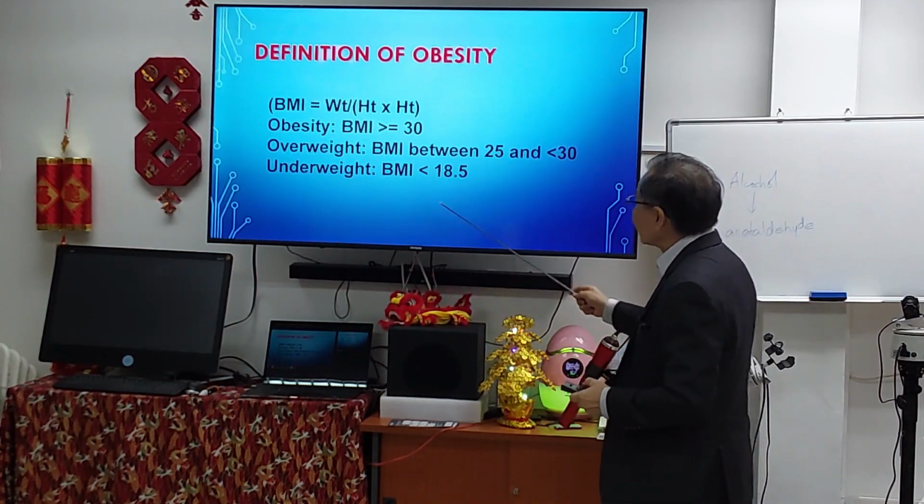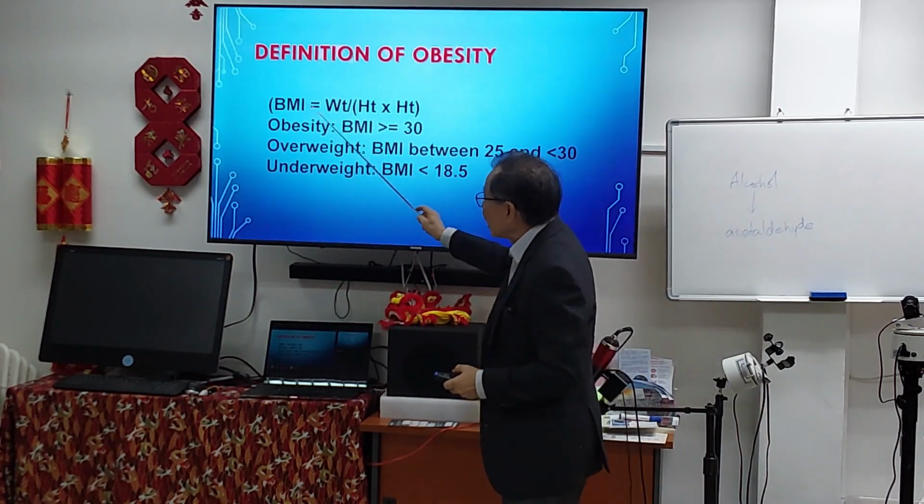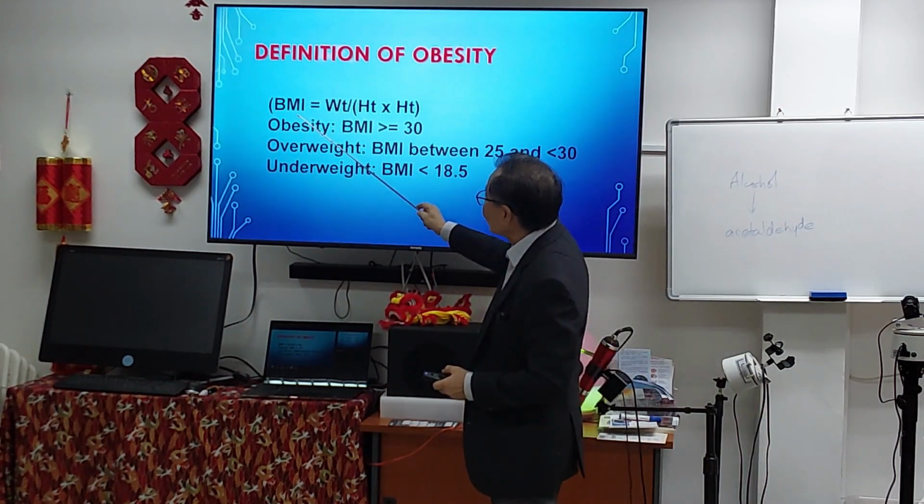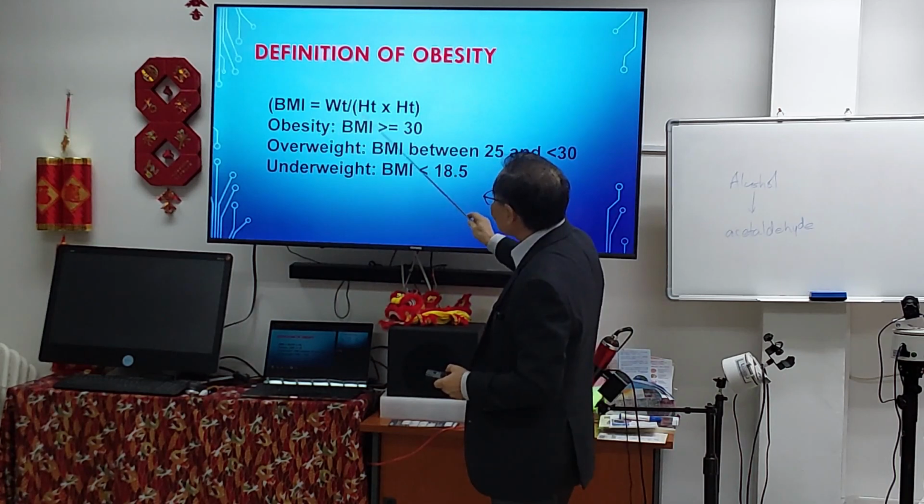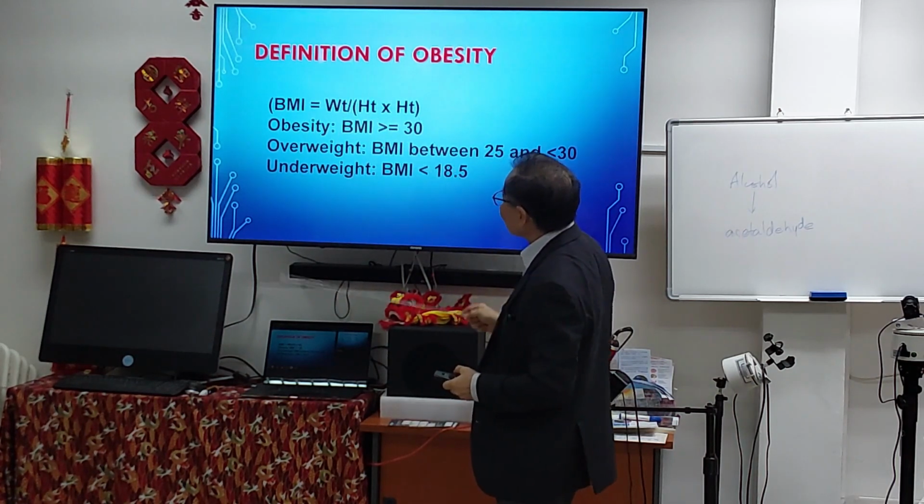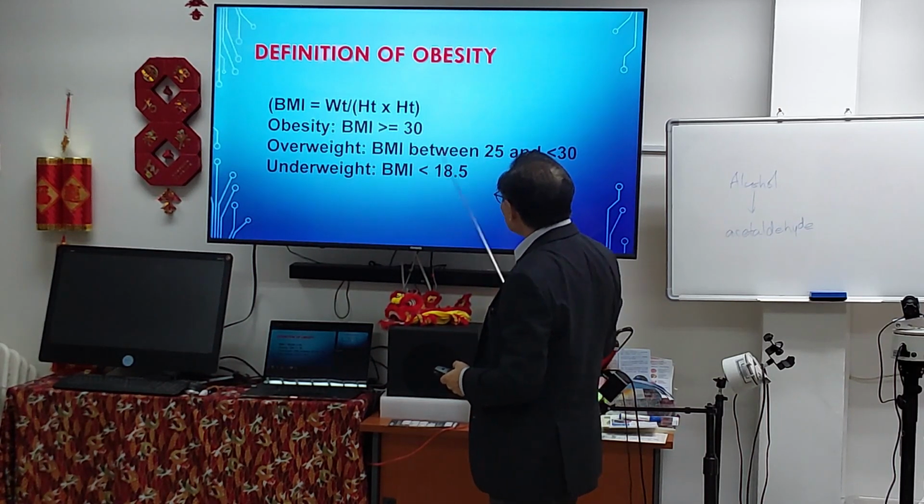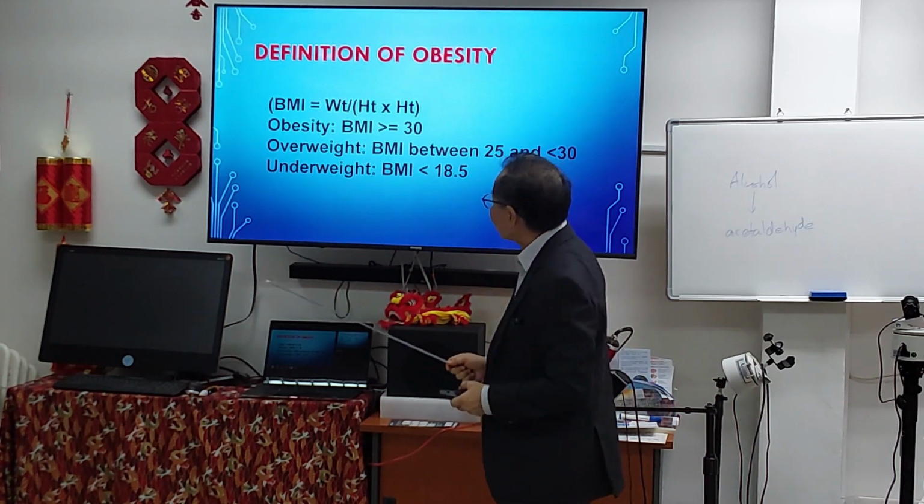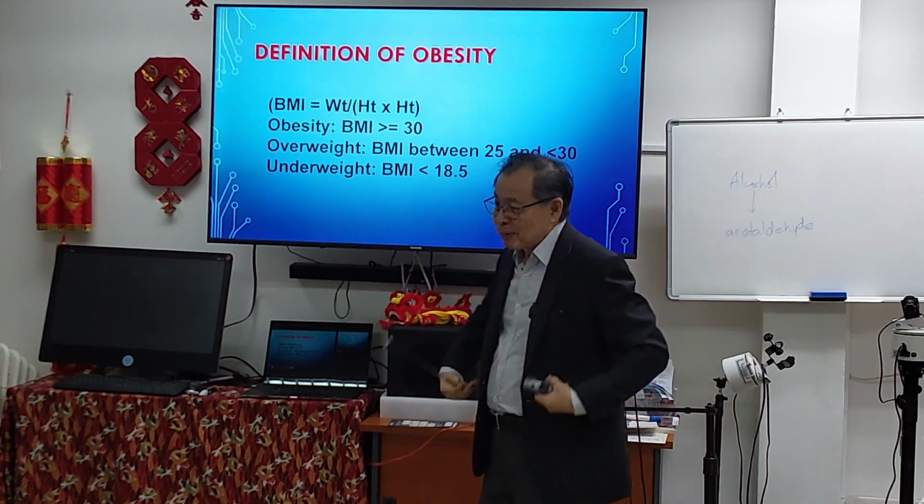So, obesity is defined by BMI in medical literature. BMI is weight divided by the height multiplied twice. Obesity is when your BMI is more than 30. Overweight is when your BMI is more than 25. So, you look at me, what do you think is my BMI?